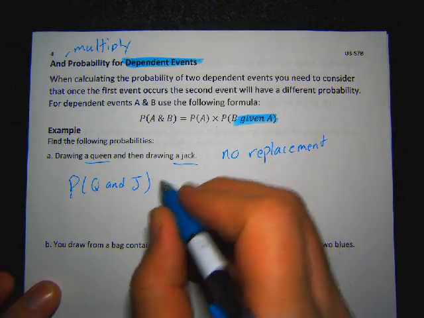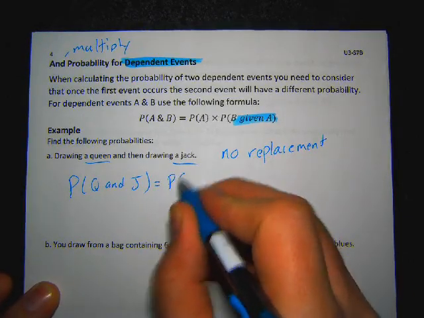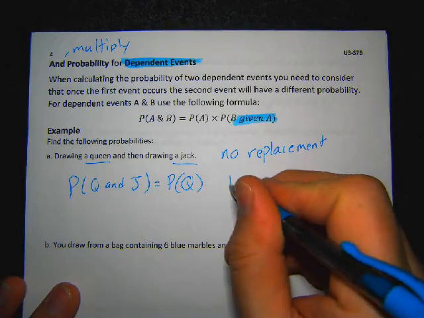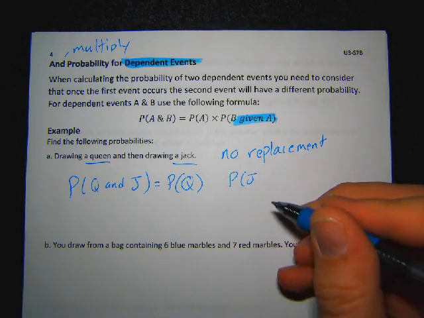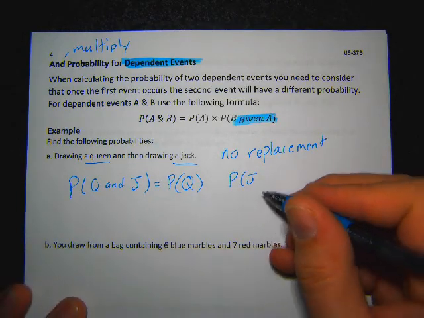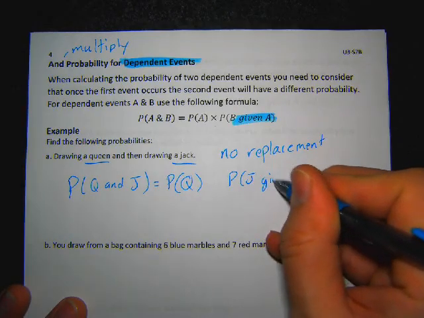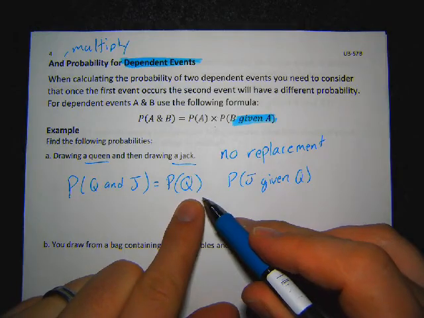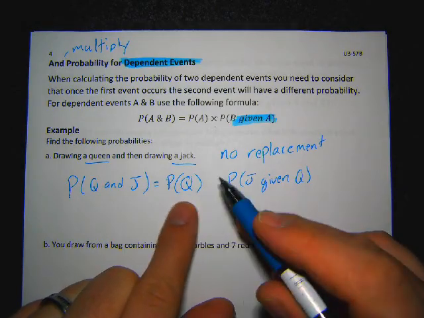Dependent. To do dependent, I still find the probability of a queen. So that first draw, I need to get a queen, and it's the beginning, so it's just whatever the chances are of getting a queen. But the second draw, I find the probability of getting that jack, but I have to remember I pulled out a queen. So I'm going to say a jack given I already got the queen. I'm always going to assume that the first one's successful.